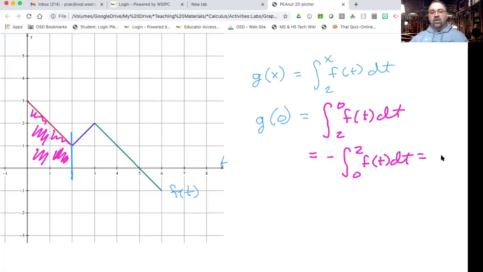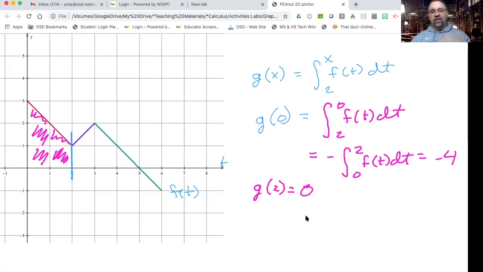So what's g of 0? It's -4, because I know the area underneath there is 4. Okay. Oh, yeah. Hey, what's g of 2? The integral from 2 to 2, right? Anytime the limits are the same, that's got to be 0, right? Yeah. Check that out, right?